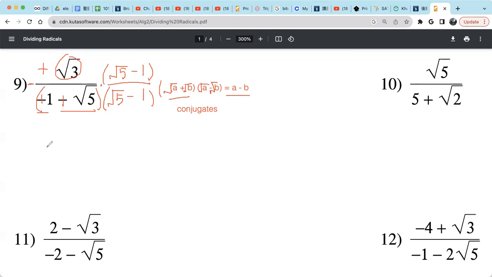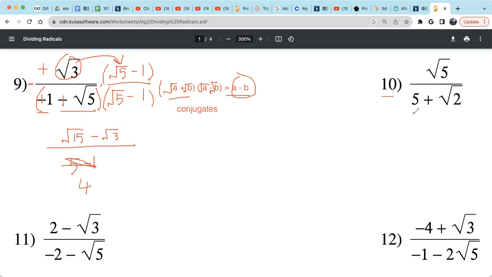Now we don't have to do the calculation for the denominator, just by difference of two squares. That's a minus b. That's 5 minus 1, which is 4. Right? And the numerator will have square root of 3 times square root of 5, which is square root of 15. The square root of 3 times negative 1 is just negative square root of 3. So our answer for 9 is square root of 15 minus square root of 3, divided by 4.